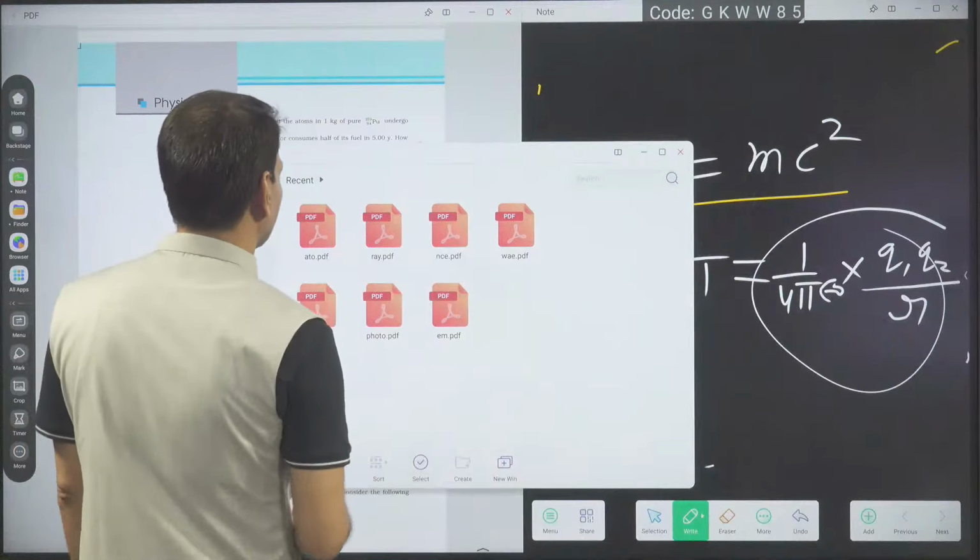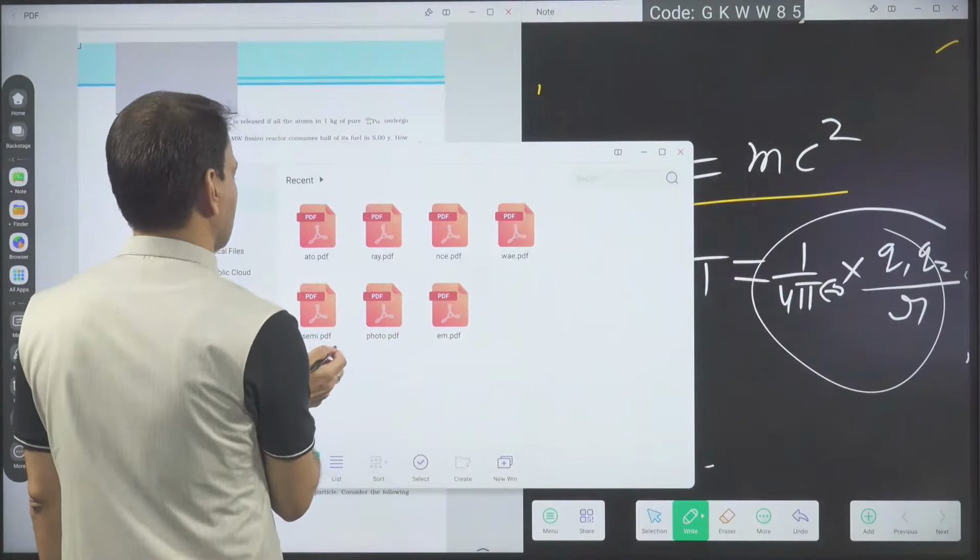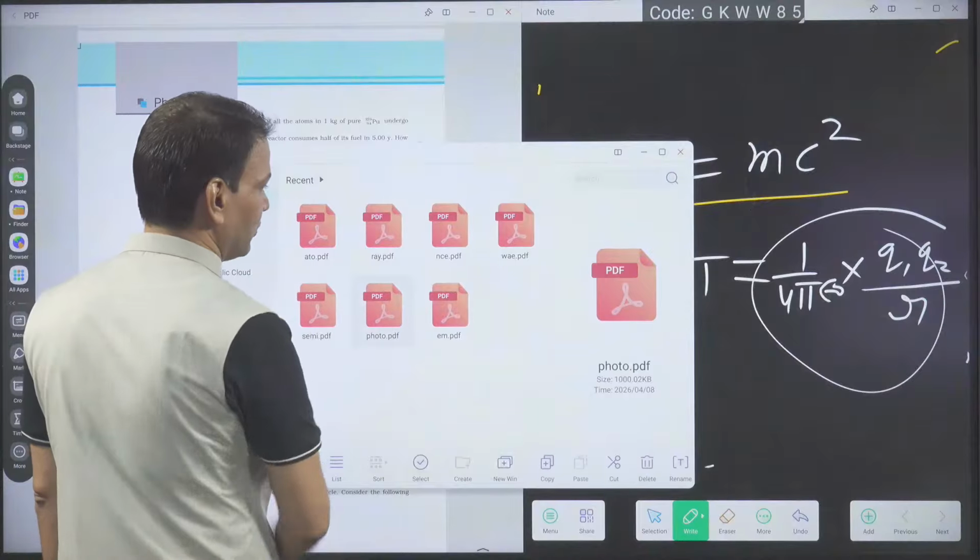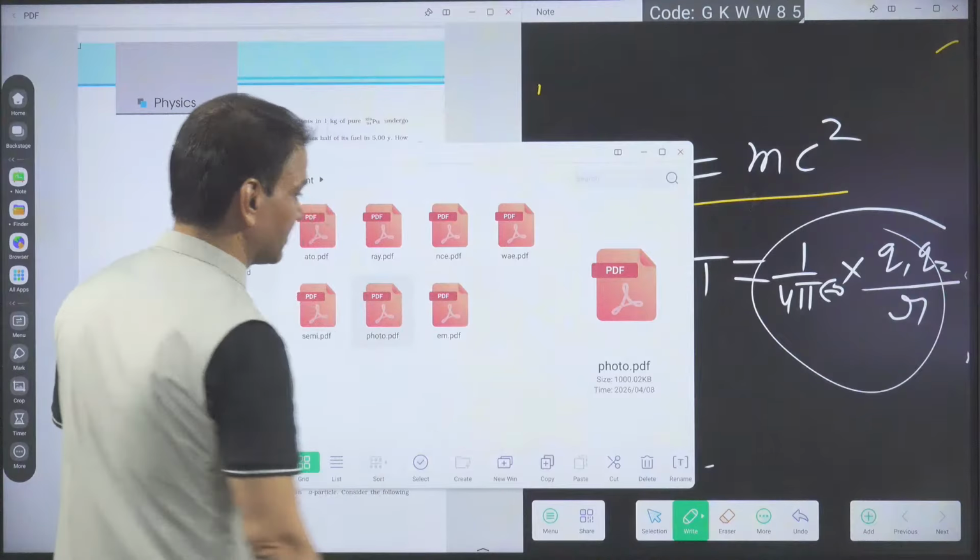Now small chapters, photoelectric effect. First we will complete this fast.